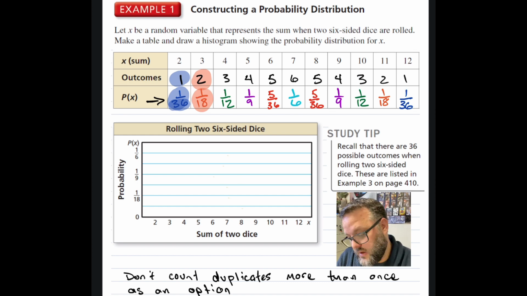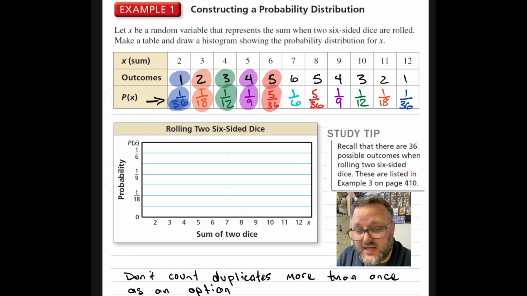There are 3 possibilities of rolling a 4. You can roll a 2 and a 2, a 1 and a 3, and a 3 and a 1. There we go. So 3 out of 36 simplifies to 1 over 12. Then you have 4, possibility of 5, and so on. And I'm not going to go over all of them, but that's where all these numbers come from. Then we kind of peak here at 7.